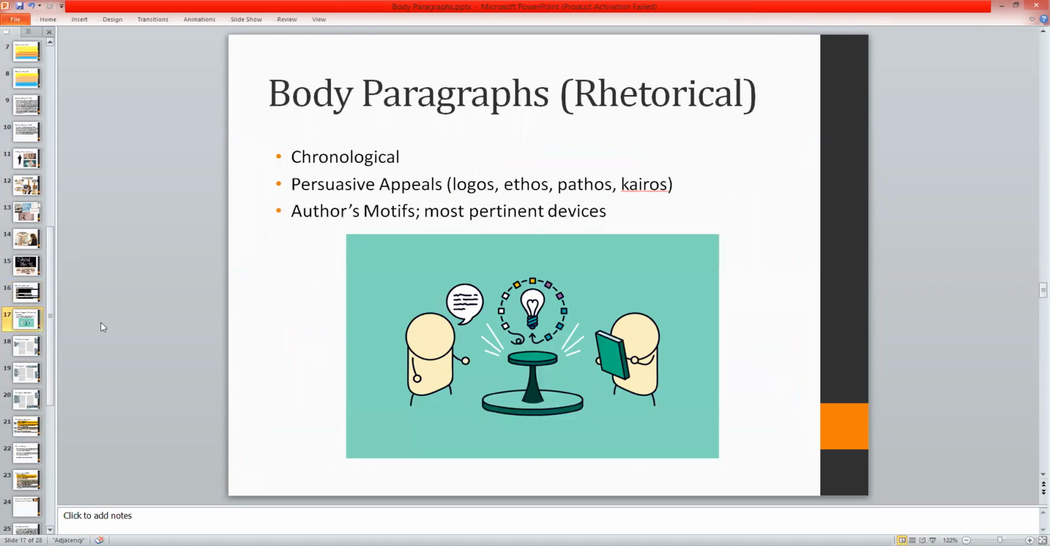I say quick, but it might not be. On the AP exam, or just for any analysis paper in general, there are three usual ways you can structure your body paragraphs when it comes to outlining. And it might apply for other essays, but this is the most standard application you can do for rhetorical analysis. You can do your essay as a chronological paper, or based on the persuasive appeals, or you can look at the author's motifs, the most pertinent devices here. And I'll go over each one in its methods here, right?